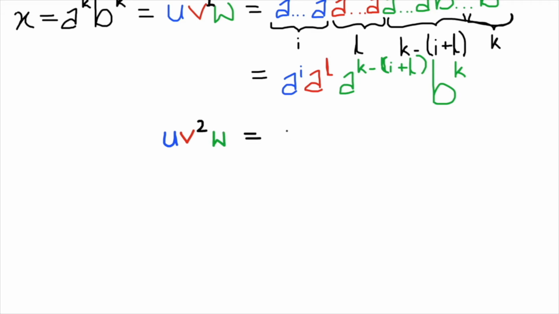We now have 2 blocks of a to the l, because a to the l is the middle subword v, which we pumped up from v raised to 1 to v raised to 2. This new pumped word is composed of a to the i, a to the l twice, and a to the k minus i plus l in brackets, b to the k.